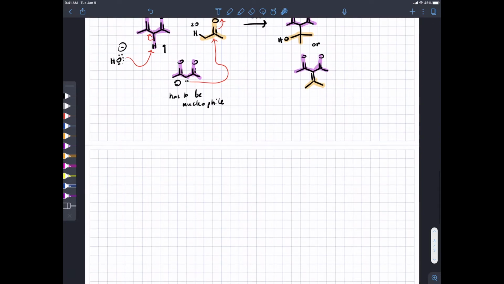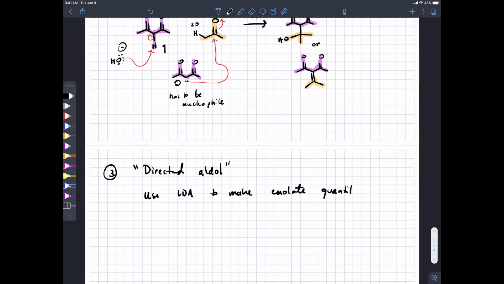So the final possibility is perhaps the best one, and your text calls this a directed aldol. And the idea here is that you use LDA to make an enolate quantitatively, and then, and only then, do you introduce the electrophile.